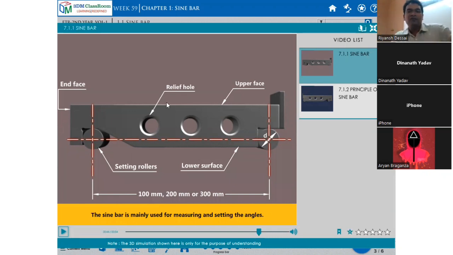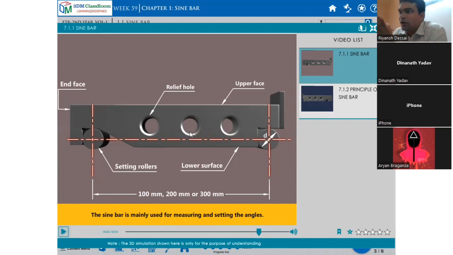I'll explain. There are some relief holes given here. What is the purpose of this hole? A hole to clamp a job. The sine bar is mostly used for checking and measuring the taper angle. Any taper angle we check with a bevel protector or a protector. For a taper component shaft where we cannot measure or set the exact angle, we have to go for the sine bar. So the sine bar is an instrument used to check, measure or set the angle.